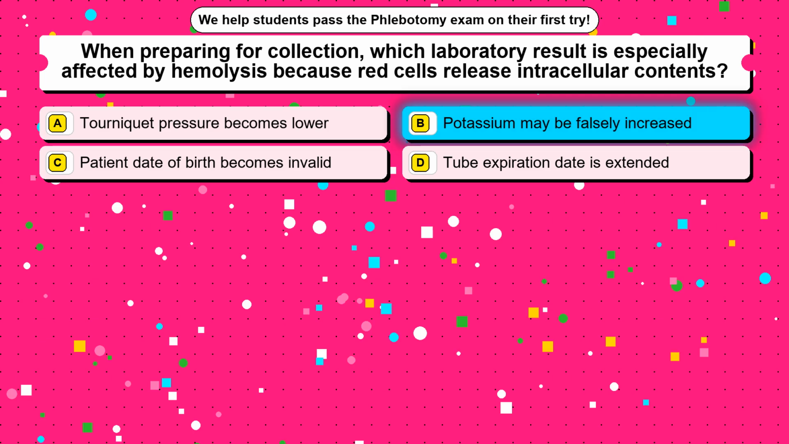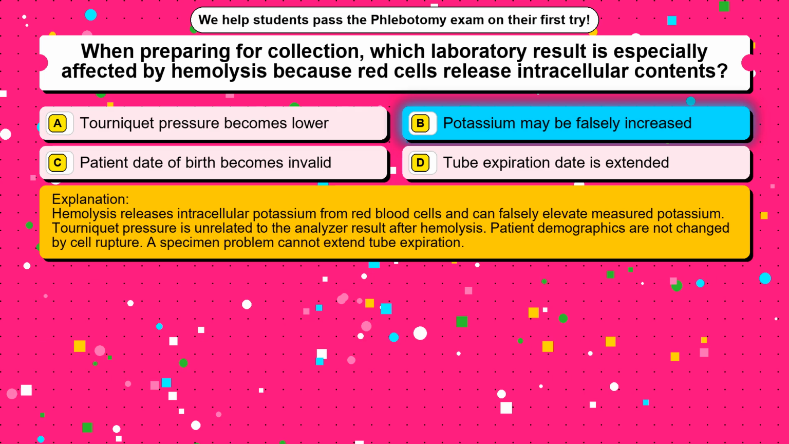The correct answer is option B. Potassium may be falsely increased. Hemolysis releases intracellular potassium from red blood cells and can falsely elevate measured potassium. Tourniquet pressure is unrelated to the analyzer result after hemolysis. Patient demographics are not changed by cell rupture. A specimen problem cannot extend tube expiration.